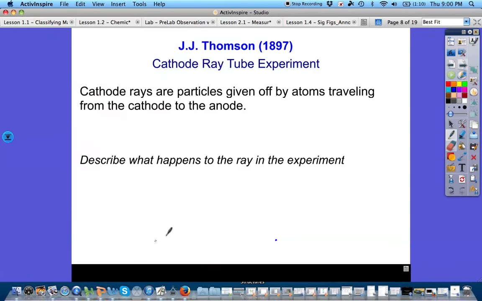So what happened is we had that cathode ray coming out, and we had a magnet. The magnets have a north and a south end. The south end is negative, the north end is positive. So the first time, the guy was holding the south end next to the ray, and what happened is that it bent away.